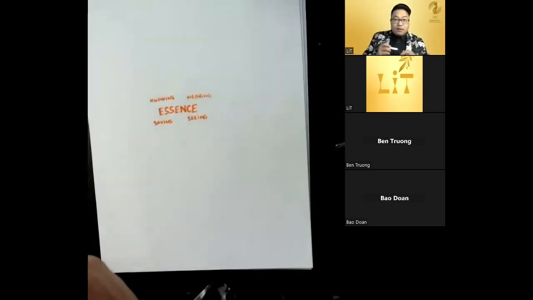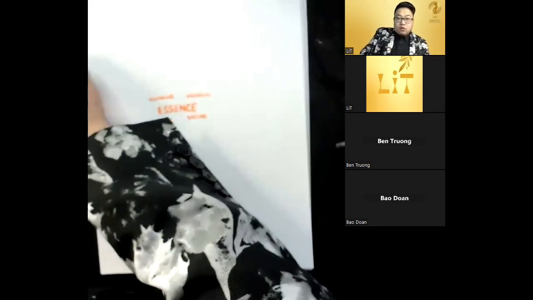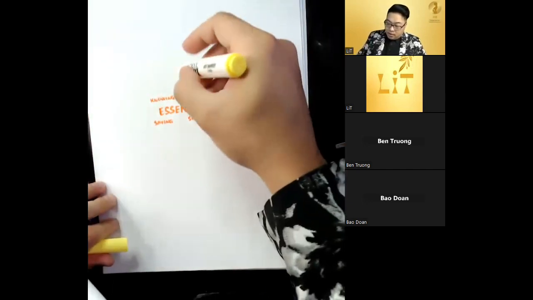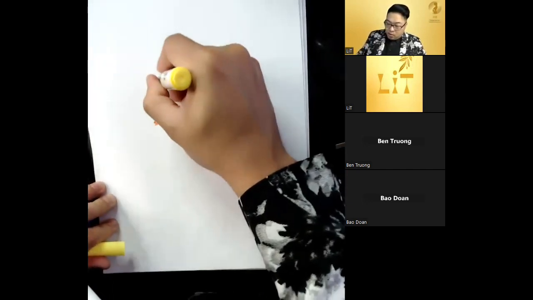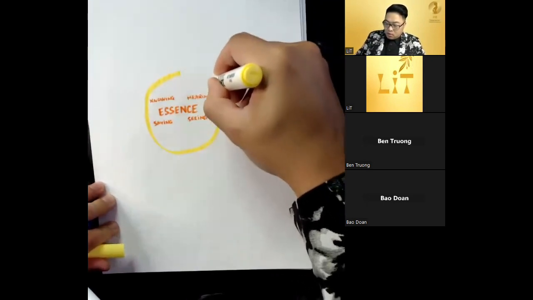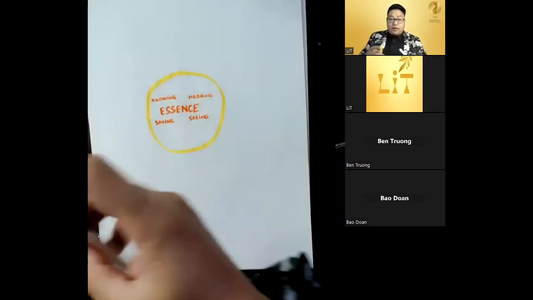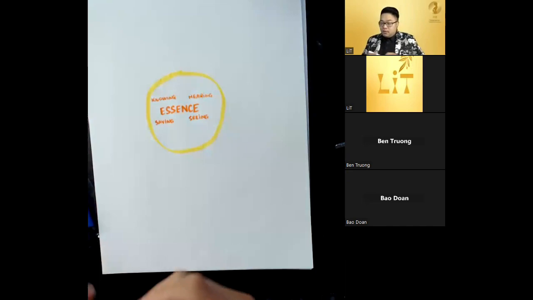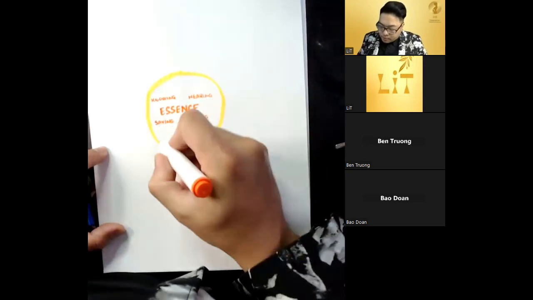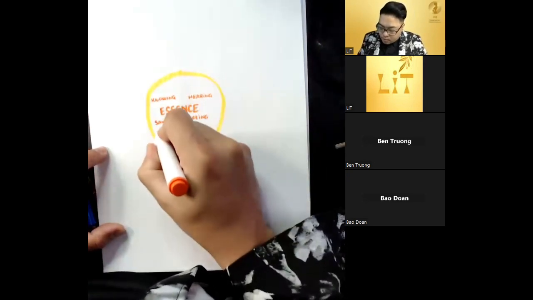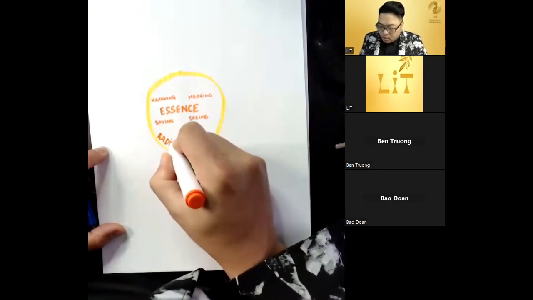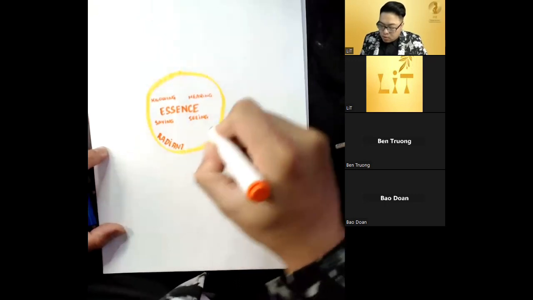And that is going to be surrounded by a bright yellow circle. And that yellow circle, we call that a radiant energy.